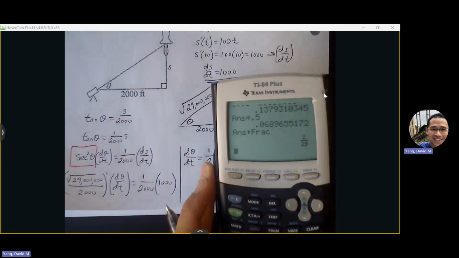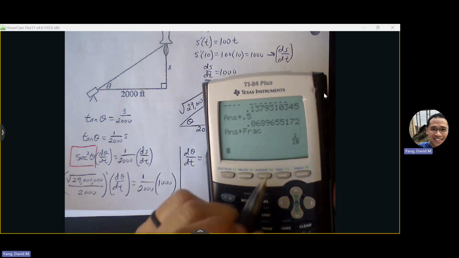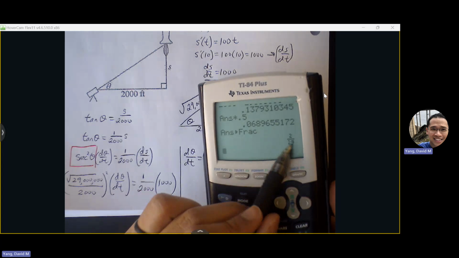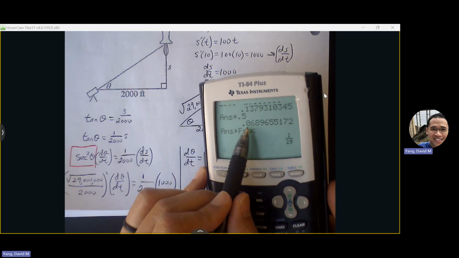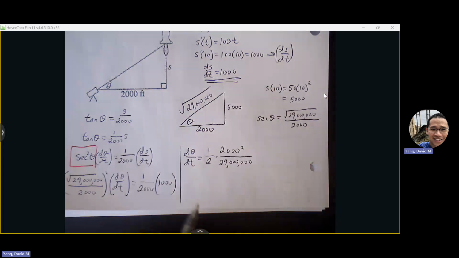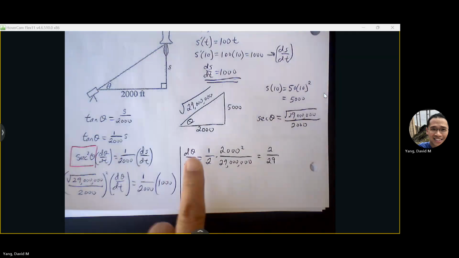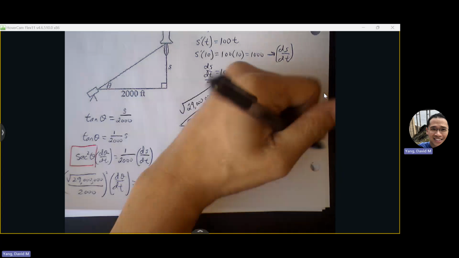So I got 0.06895, and if I did math fraction, I can get it all the way down to 2 over 29. Sometimes this number doesn't quite get out into a fraction. If that's the case, then you just round it to, or just indicate, 3 decimal places and then attach your units. Again, theta is always radians, never degrees, so it's radians per time unit, so seconds.